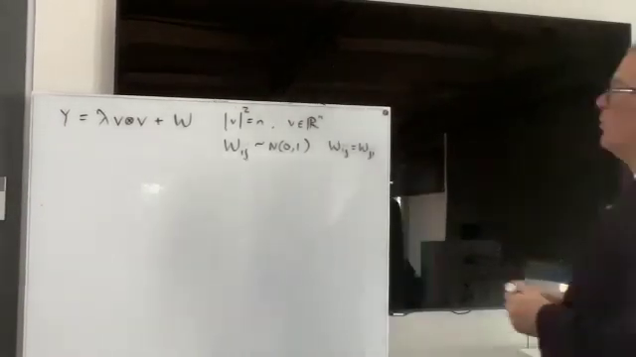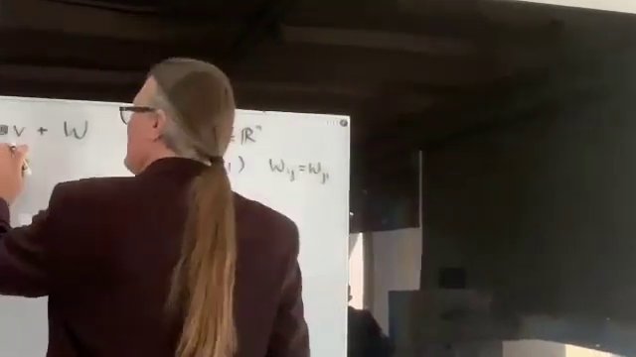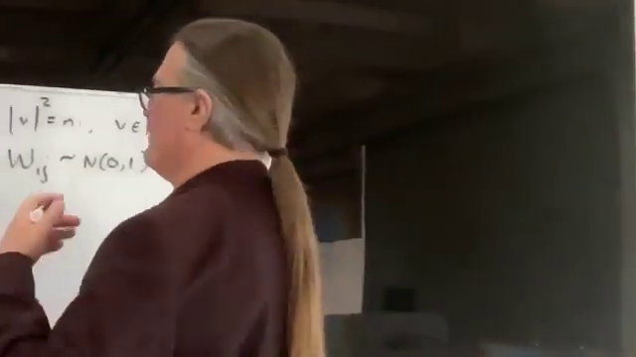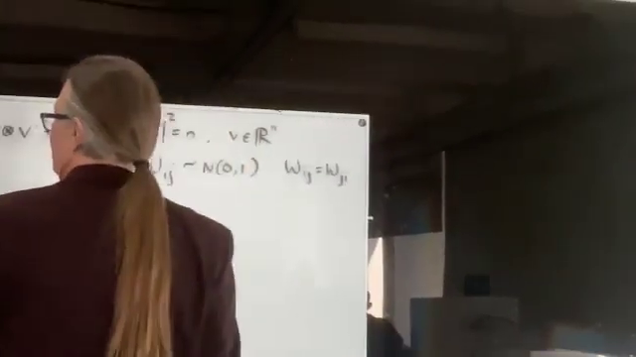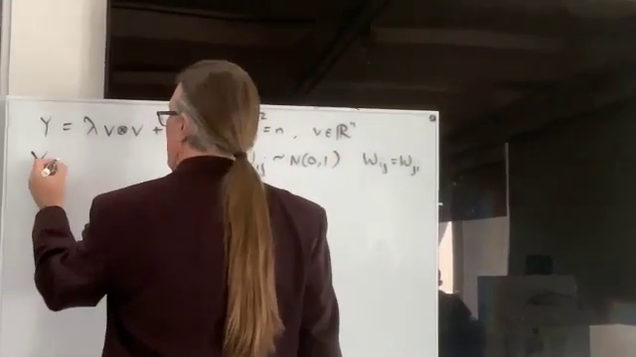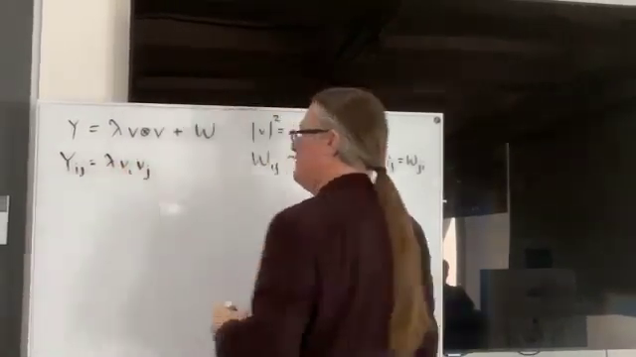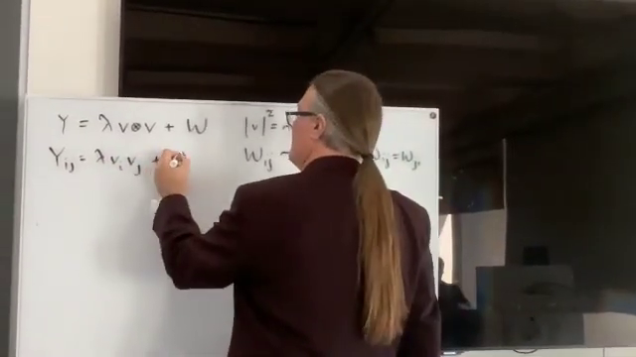Okay. Now, what do I mean by this notation? You may or may not have seen that little cross with a circle in it. That's meant to be an outer product or a tensor product. But I mean simply this, that Yij is Vi times Vj times lambda plus Wij.